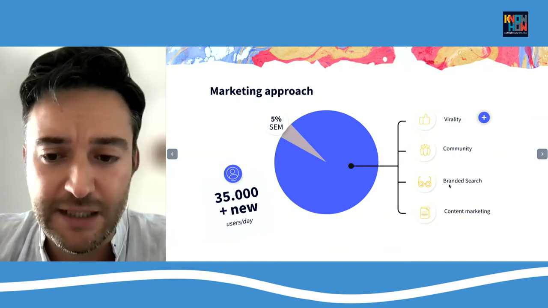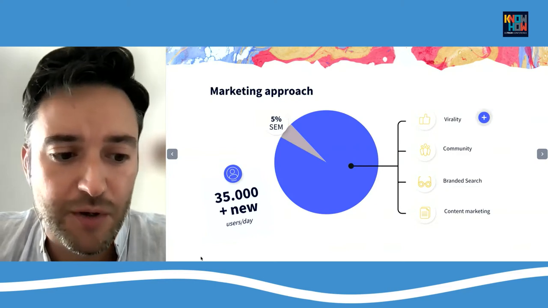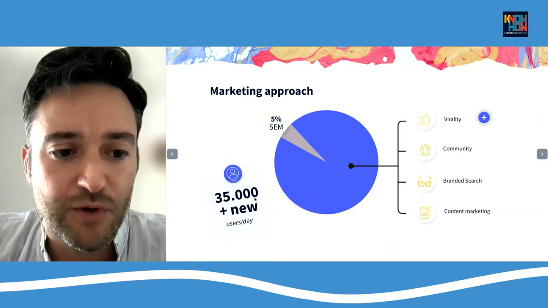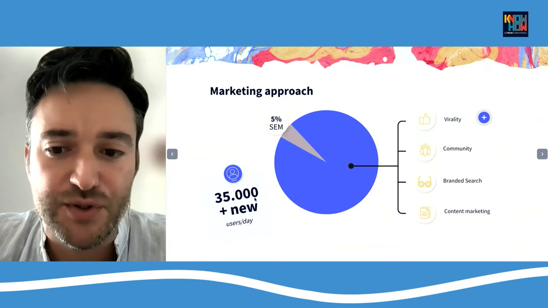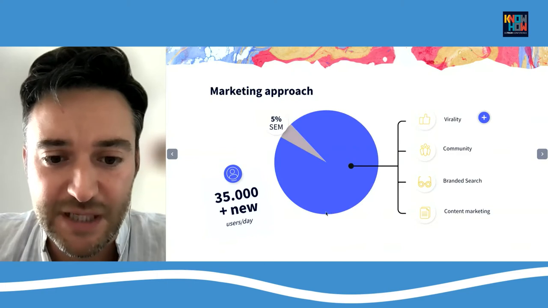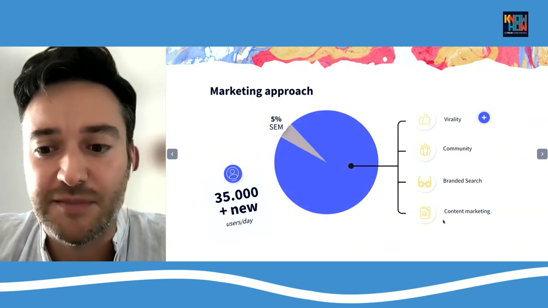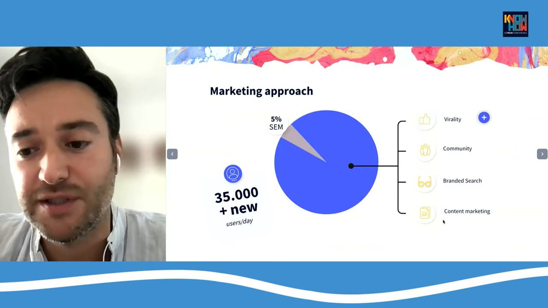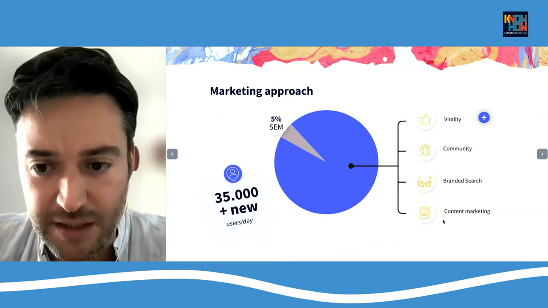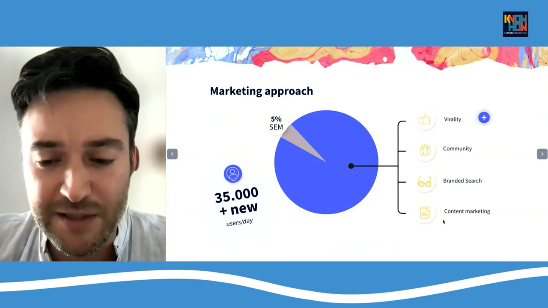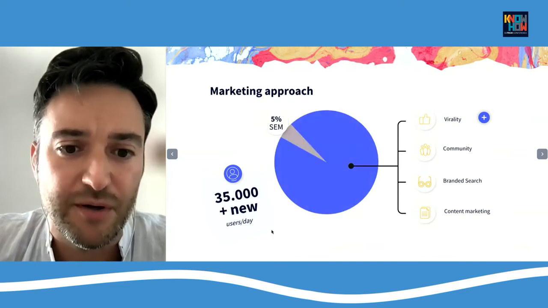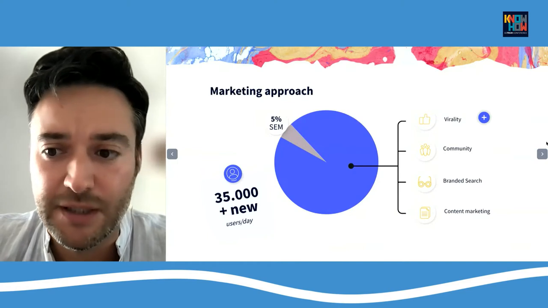Also, as I said, we have millions of URLs with our logo that are bringing us more and more users. Every day we get more than 35,000 new users a day, which we are very happy about. We think that this kind of number is very good at this moment. And for content marketing, we partner with influencers in different sectors, verticals and segments in the field, to write content. So most of our marketing approach is viral.